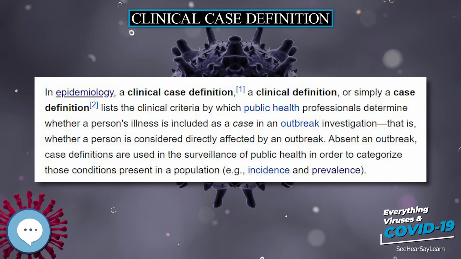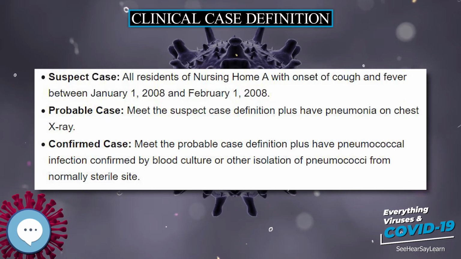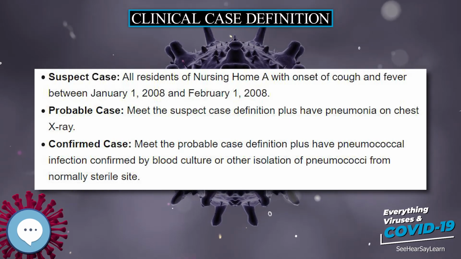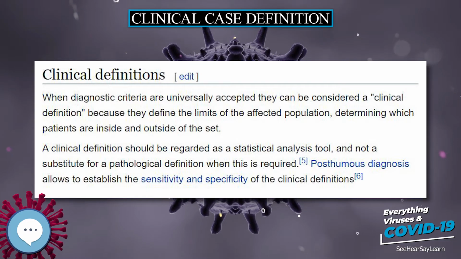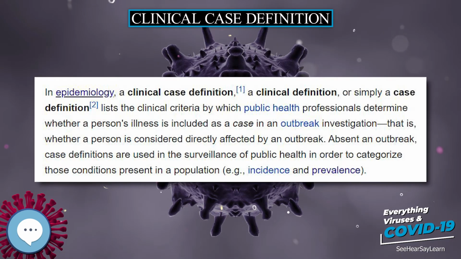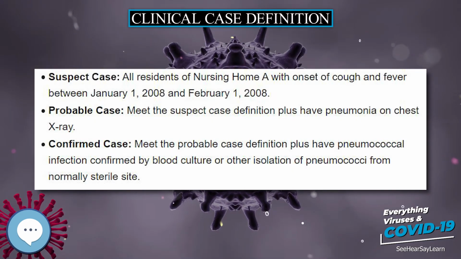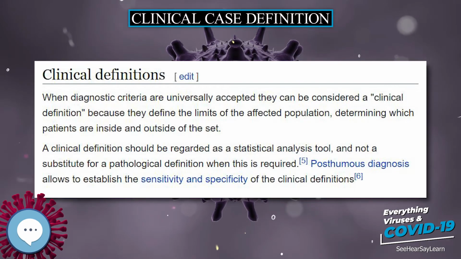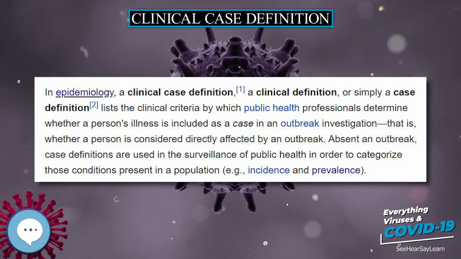Clinical case definition. In epidemiology, a clinical case definition, a clinical definition, or simply a case definition lists the clinical criteria by which public health professionals determine whether a person's illness is included as a case in an outbreak investigation, that is, whether a person is considered directly affected by an outbreak. Absent an outbreak, case definitions are used in the surveillance of public health in order to categorize those conditions present in a population, for example, incidence and prevalence.